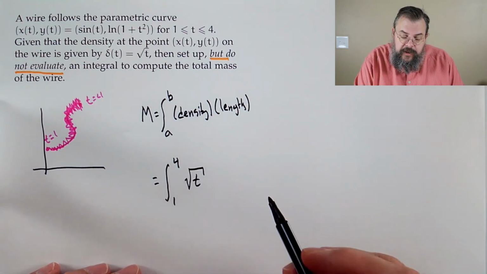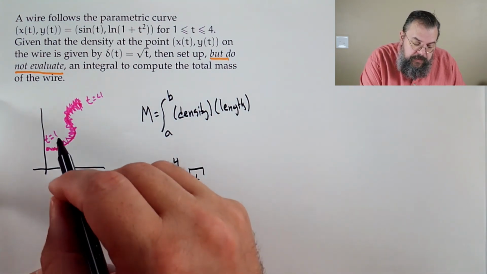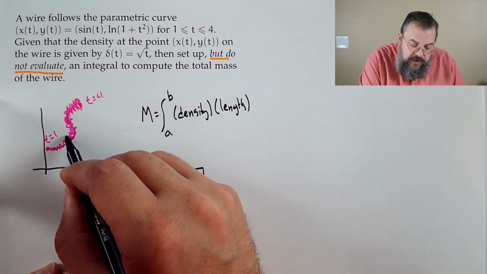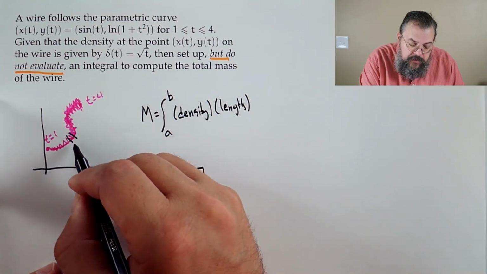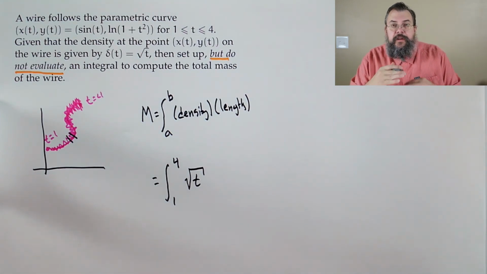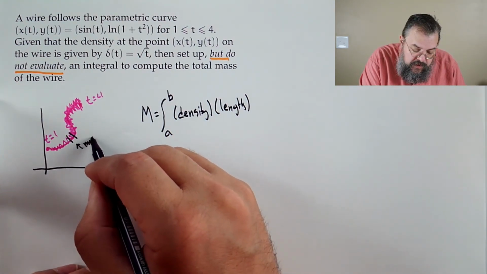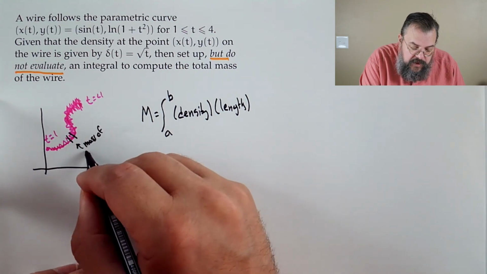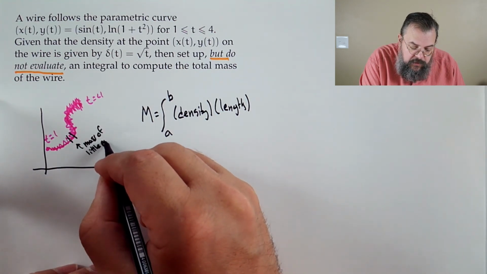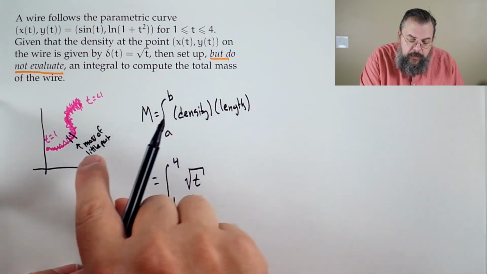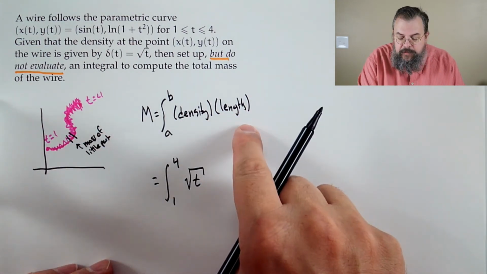And what's our length? So here, what do we mean by length? Well, what we always think of, and this comes back to our setup, is chopping our thing into small parts. So we say, look, find the mass of a little piece, and then we're good to go. So that's what we mean by density times length. What's the density of this little piece? What's the length of this little piece?